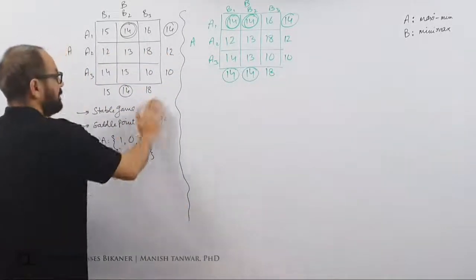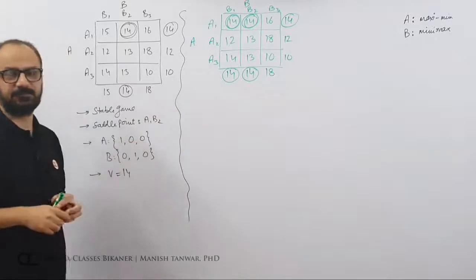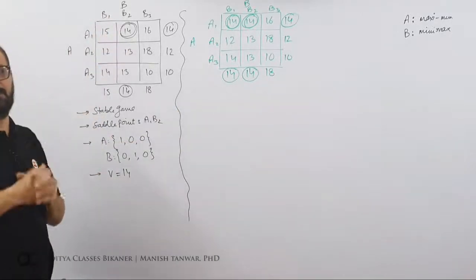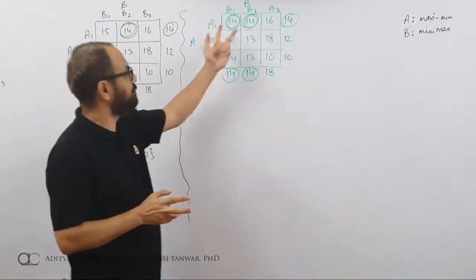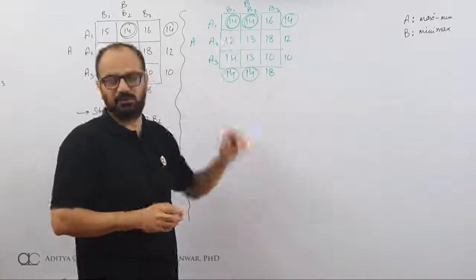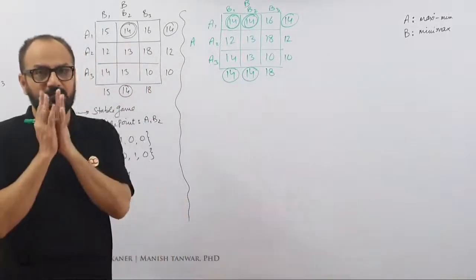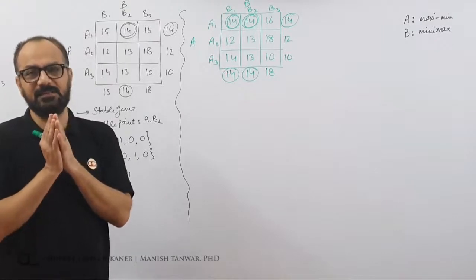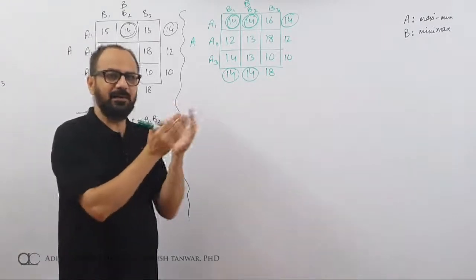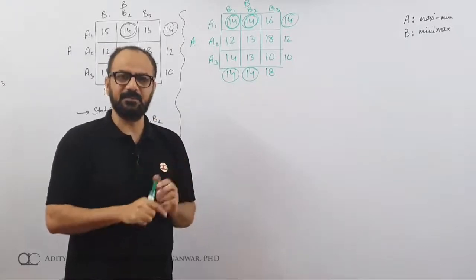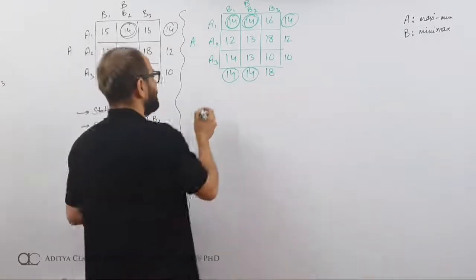Now, the variation between these two questions is that last time I was getting only one point where both were agreeing. This time I'm getting two such places. On this 14 also both are pointing, and on this 14 also both are pointing. Now, look very carefully. What is a saddle point? A saddle point is a situation where both row player and column player agree to stay there, and that gives me my strategy. So, where is the saddle point?